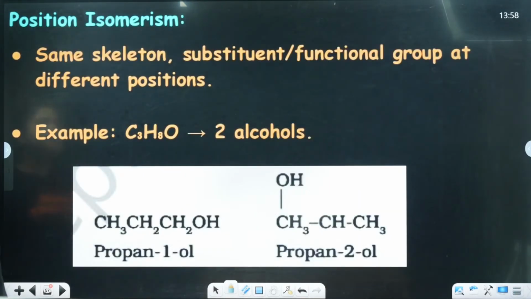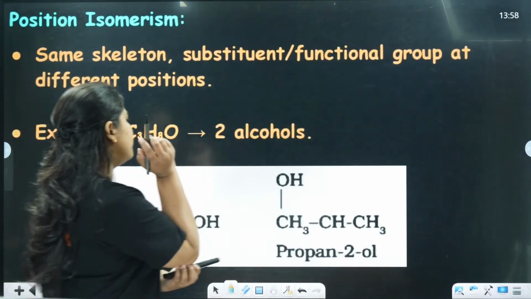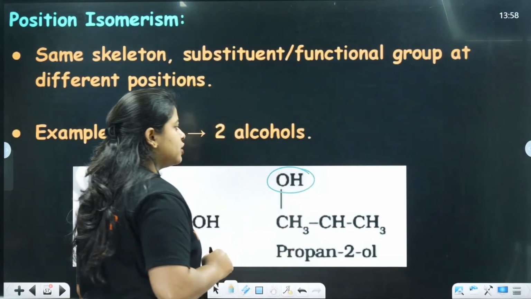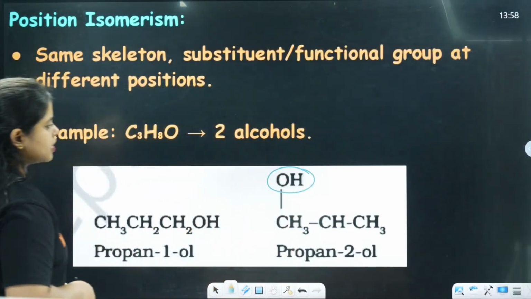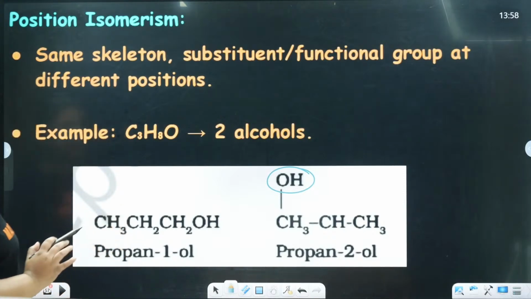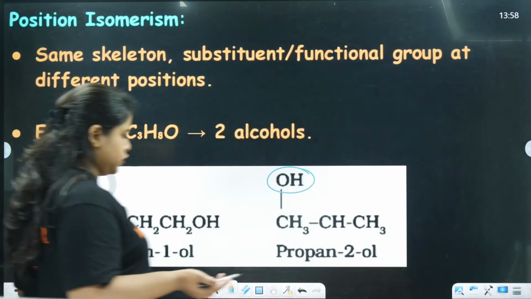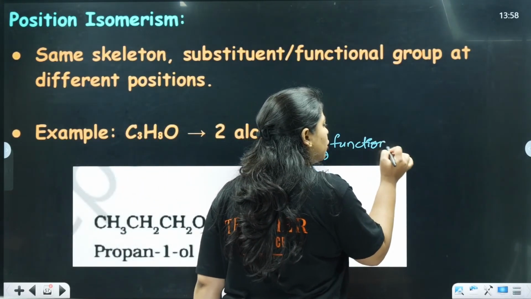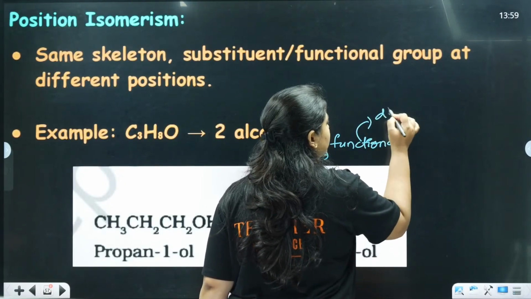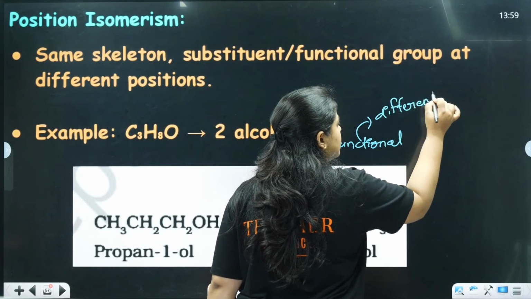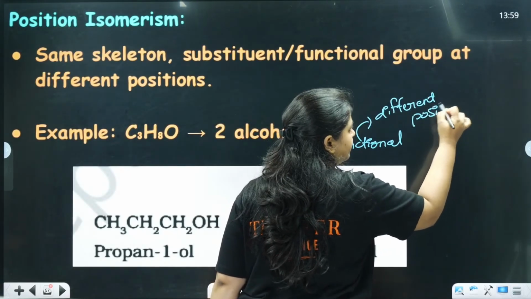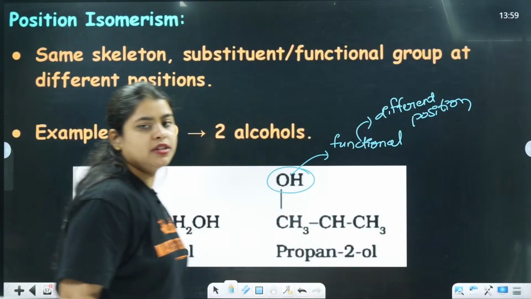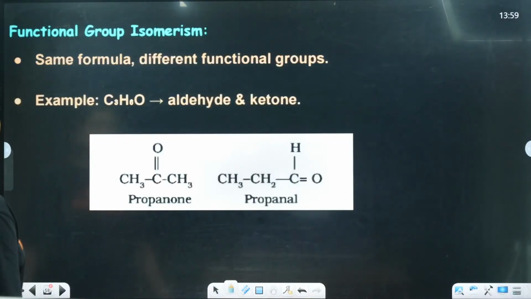Position isomerism: same skeleton, but the substituent or functional group is at a different position. So the functional group will be at a different position. See, this is the functional group. You can check how it has been attached. It will be having different positions. So this is a functional group, attached in a different position. Done. Next comes functional group isomerism, where the same formula has different functional groups.